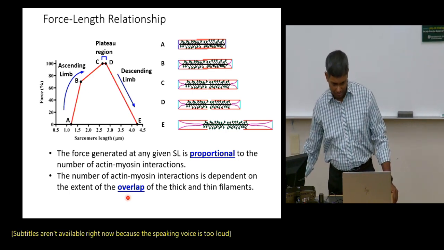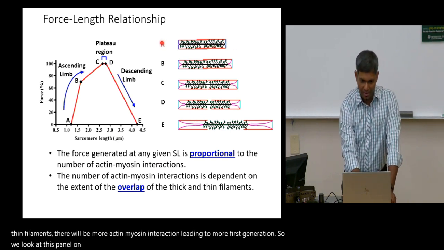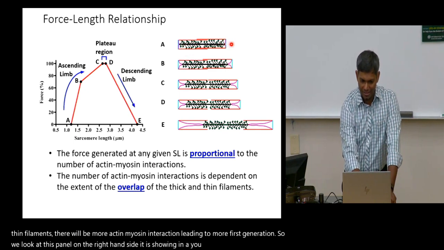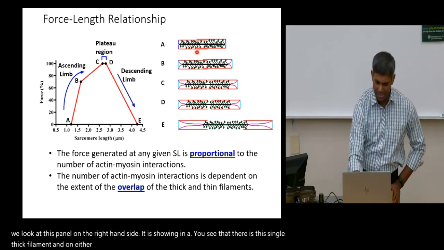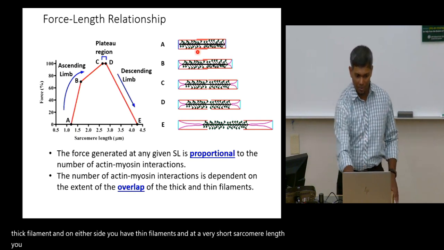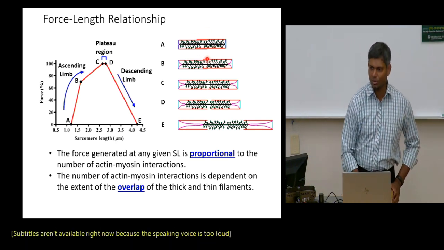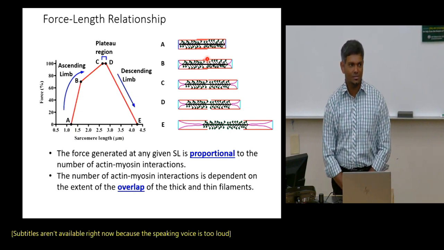So if you have optimal overlap with the thick and thin filaments, there will be more actin-myosin interaction, leading to more force generation. So if you look at this panel on the right hand side, it is showing in A that there is this single thick filament, and on either side you have thin filaments, and at a very short sarcomere length you have overlap between these thin filaments, and so you don't have as much interaction between actin and myosin, right?